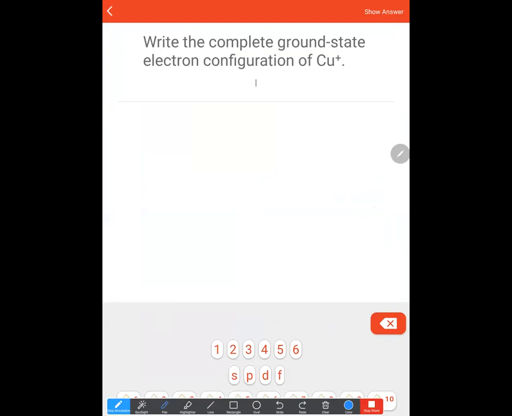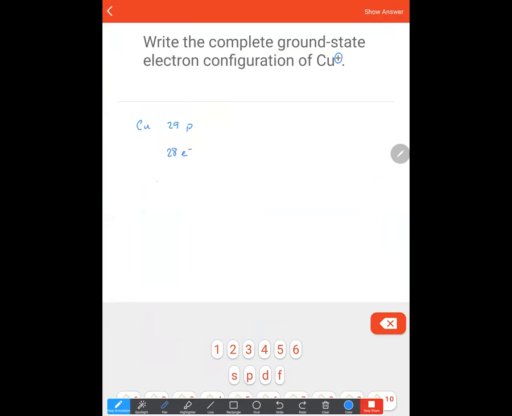All right, here we are writing the complete ground state configuration of copper plus. Now copper has 29 protons, which would be 29 electrons if it was neutral, but it's positive. So that means with a positive, you've lost one electron. So we have 28 electrons.